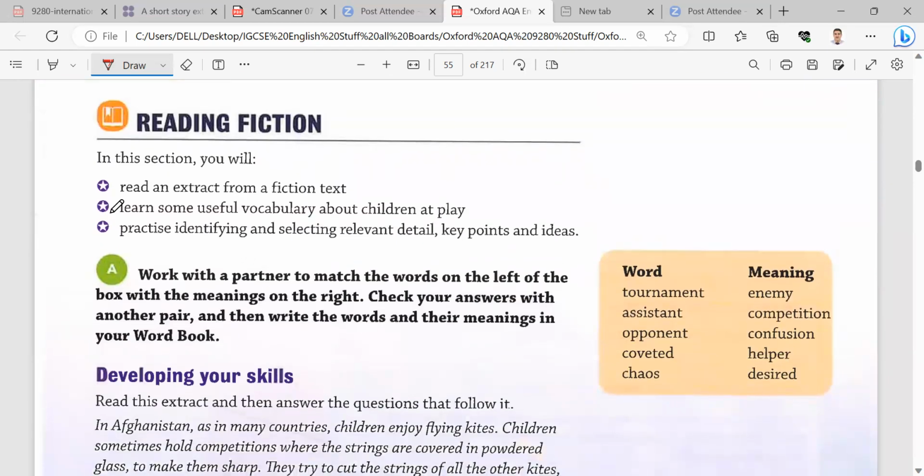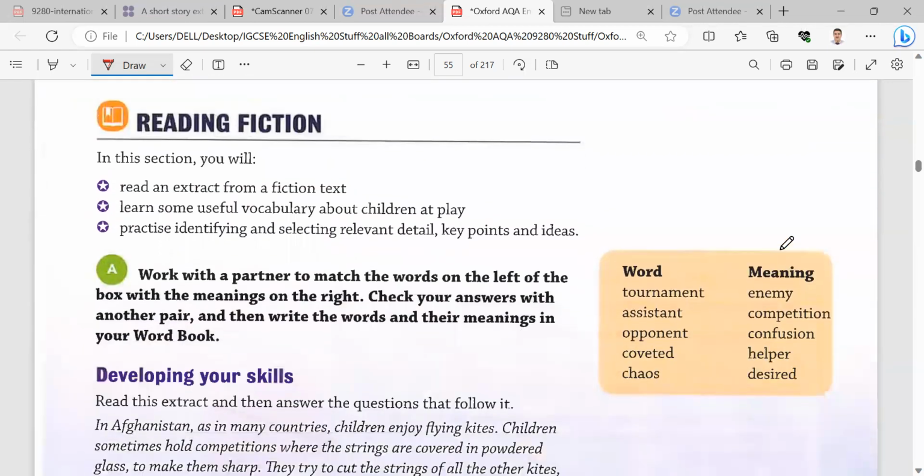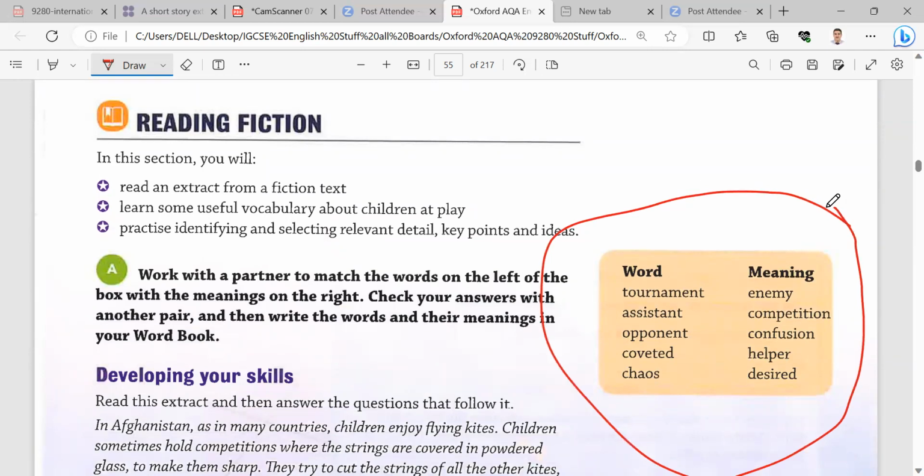Our focus here is fiction reading. So what should you do? Read and extract from a fiction text, because in your reading paper you should have the two types of text, fiction and non-fiction reading, right? This one, fiction reading. Useful vocabulary about children at play. Practice identifying, selecting relevant detail, key points again. But before we start, please focus on the words in the yellow box on the right. Let me know if you have any difficult words. Please write down the new vocabulary in your word book.